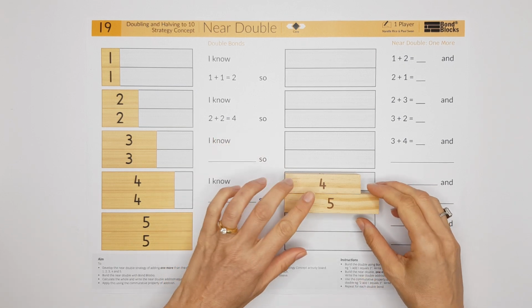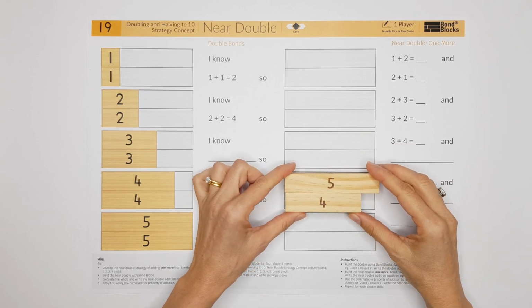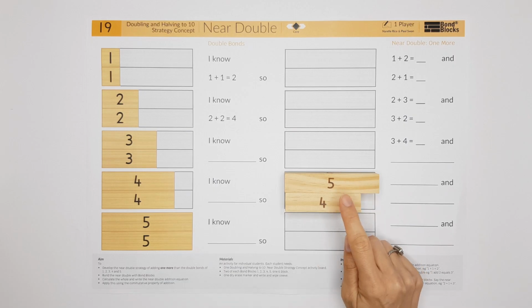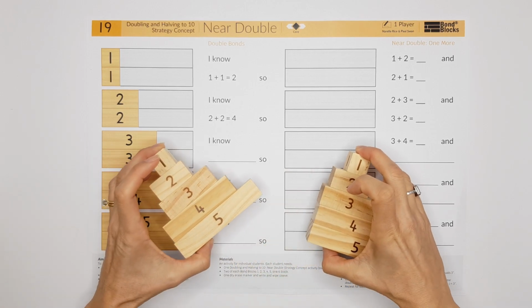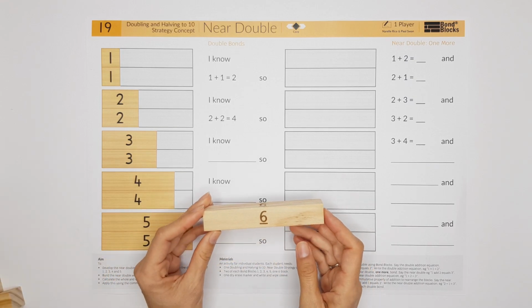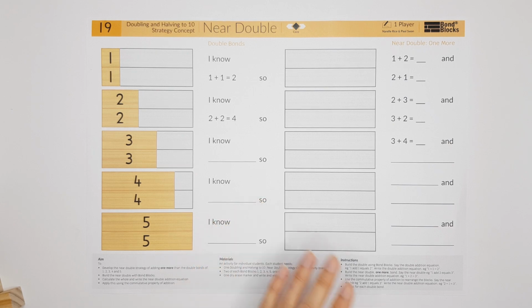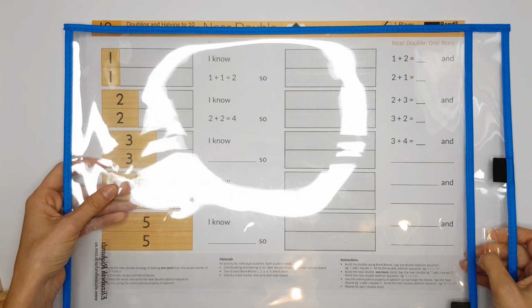I can also use the commutative property of addition to rearrange the position of the parts. So I would also know that 5 add 4 equals 9. To complete this activity, you will need 2 of each block from 1 to 5 and 1 additional 6 block. If you have original boards, please place them in a right and white sleeve.